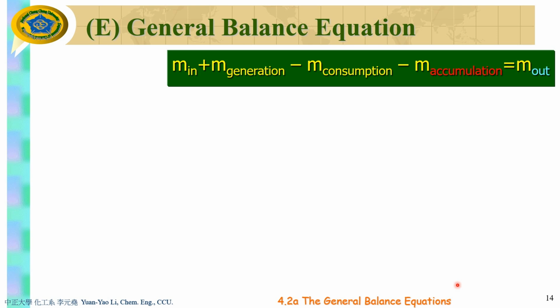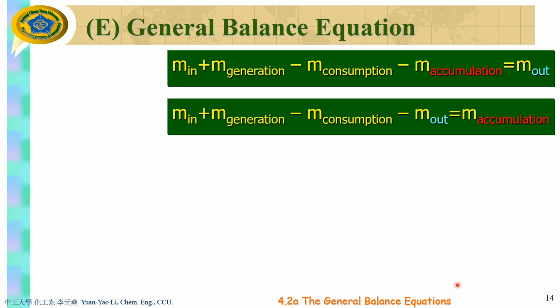So you say, Professor, this equation is not correct. It's not what I saw in the textbook. The textbook shows you this. You just move these two terms from left to right, from right to left. This is what you saw in the textbook. Anyway, it tells you the same thing. So in your midterm exam, if I ask you to write down the general balance equation, please write this for me.